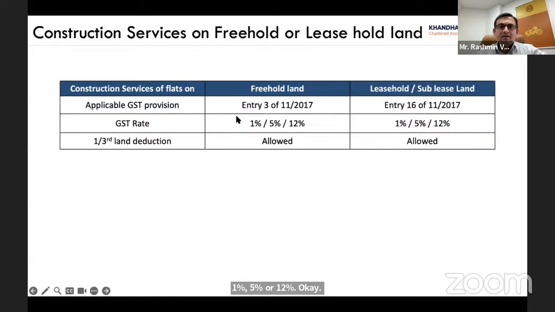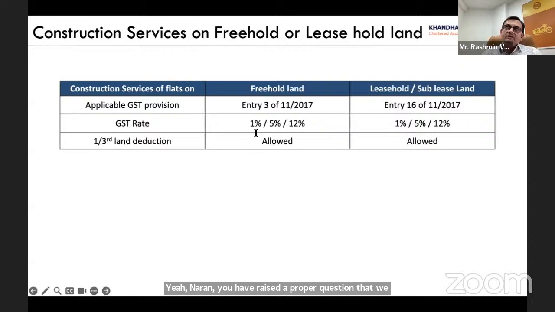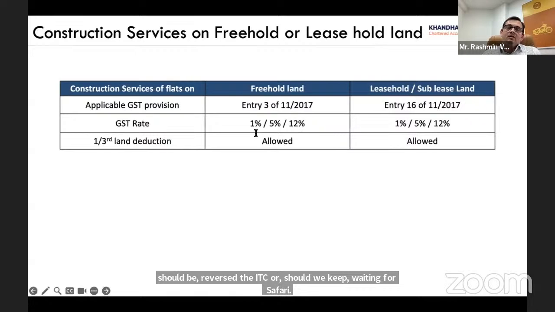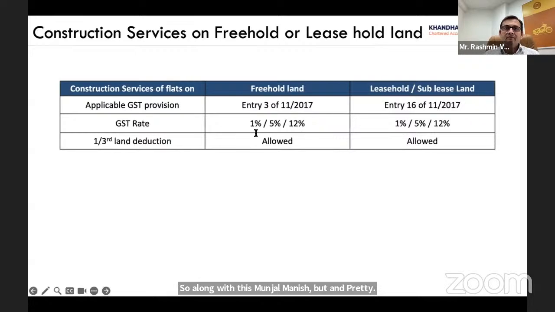Narayan, you have raised a proper question: should we reverse the ITC, or should we keep waiting for Safari Retreat? Along with Munjal, Manish Bhatt and Pratiha Construction, Safari Retreat is also something we are waiting for, hoping for some positive outcome. So I think the practical call will be not to utilize such ITC and keep waiting. If Safari Retreat comes in favor, you can take the benefit of it, or you can reverse, because if ITC is not utilized and is reversed thereafter, there is no need to pay interest. So that can be a practical call, Narayan.